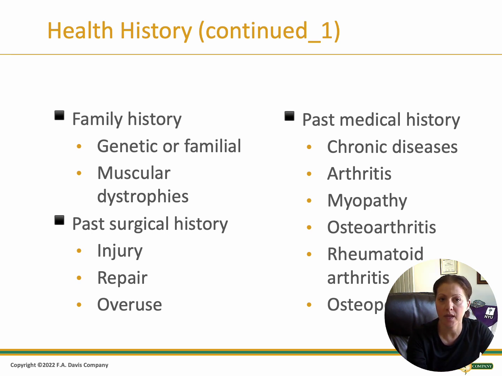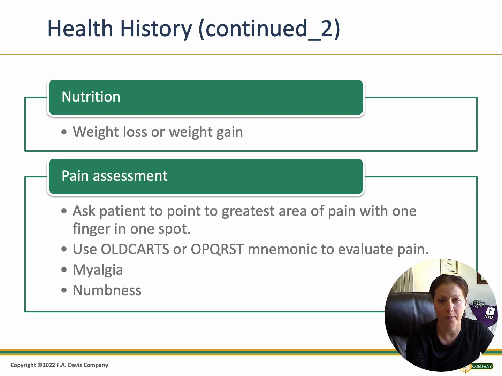Are there any comorbidities? Do they have a history of arthritis? Maybe arthritis is younger in the younger population. A history of myopathies, osteoarthritis, RA, which is an autoimmune disease, rheumatoid arthritis, as well as osteopenia or osteoporosis. We want to collect information about their nutrition and their nutritional status, weight loss, or sudden weight gain.